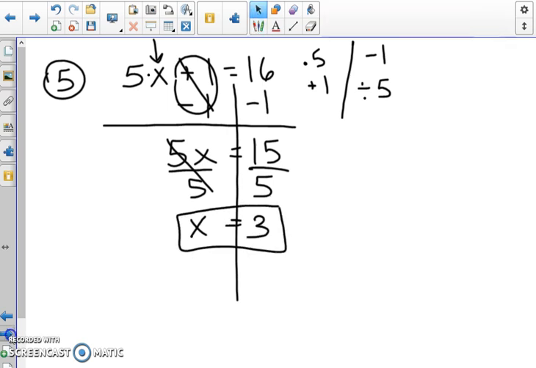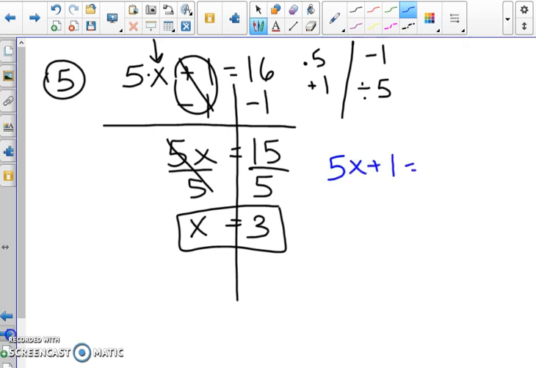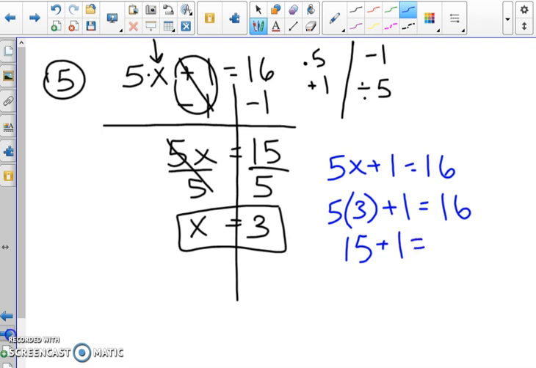Let's double check our answer. So 5x plus 1 is equal to 16. Plug in 3 for x. 5 times 3 is 15 plus 1. Is that equal to 16? Yes. So our answer checks out.